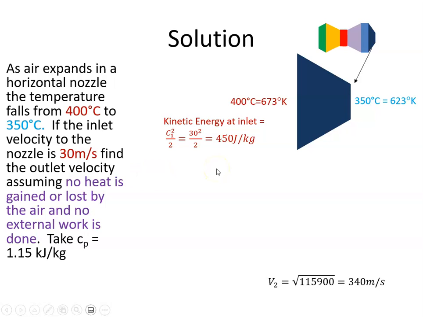velocity. Okay, so we'll again start with the steady state energy equation, and we don't have the mass, so we're just dealing with specific heat, specific work, and specific enthalpy, and so on. The air expands in a horizontal nozzle, so there's no difference in height between the input and the output, so this value here is going to be 0. So our equation reduces to this. There is no heat gained or lost by the air, and no external work is done. So there's no heat, that's a 0, and there's no work, that's a 0, so 0 minus 0 is just 0.